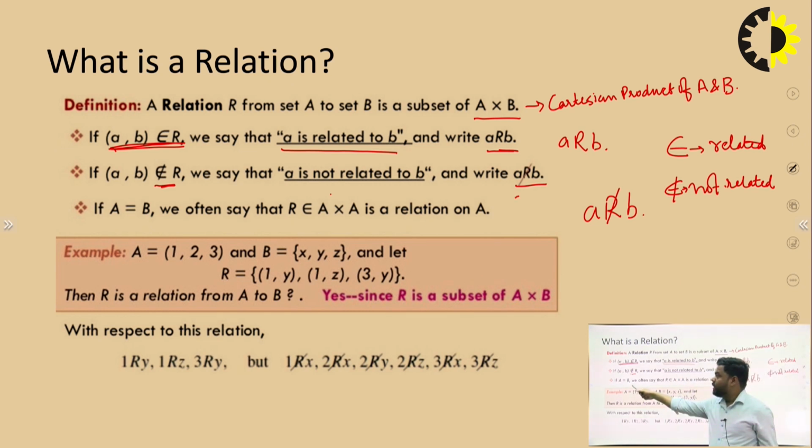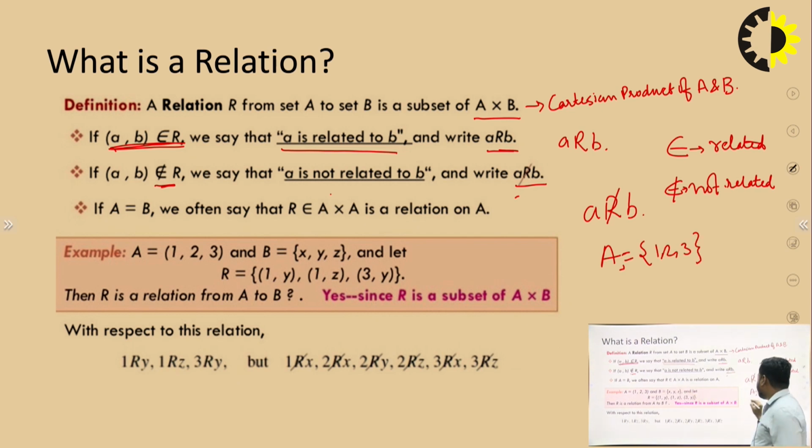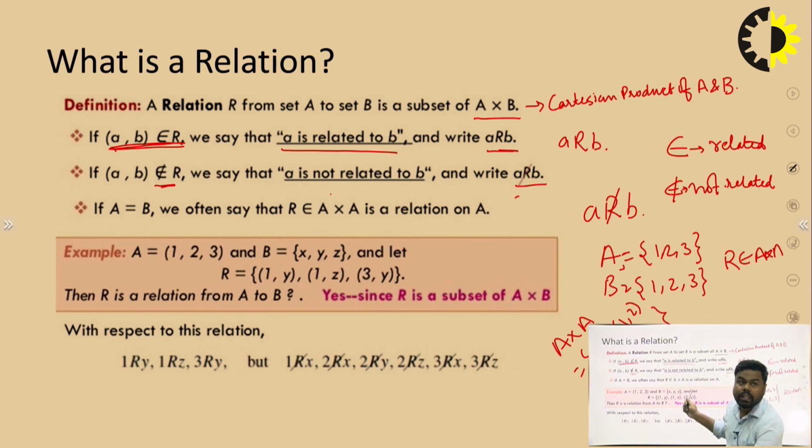If A and B are the same, then we say that the relation is related to A cross A. It means the elements of A are, like A equals 1 2 3, and B also contains 1 2 3, so A equals B. So we are showing that the relation is related to A cross A, the Cartesian product of A cross A. It means 1 1, 1 2, 1 3, and so on. So A cross A is a relation on A.